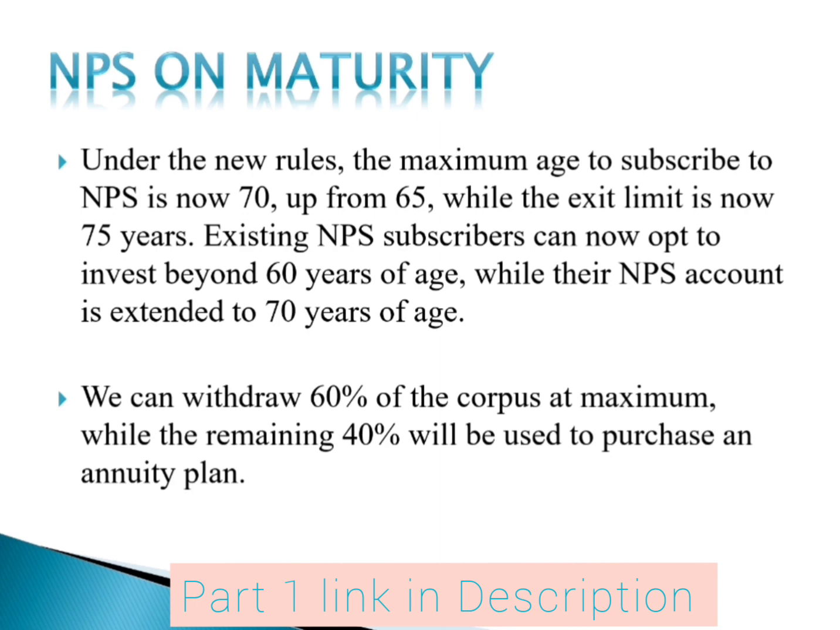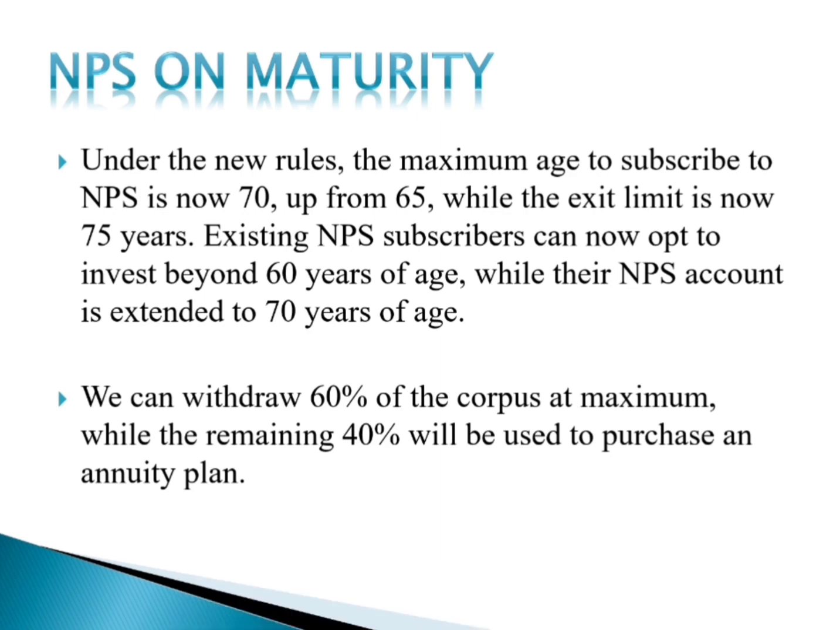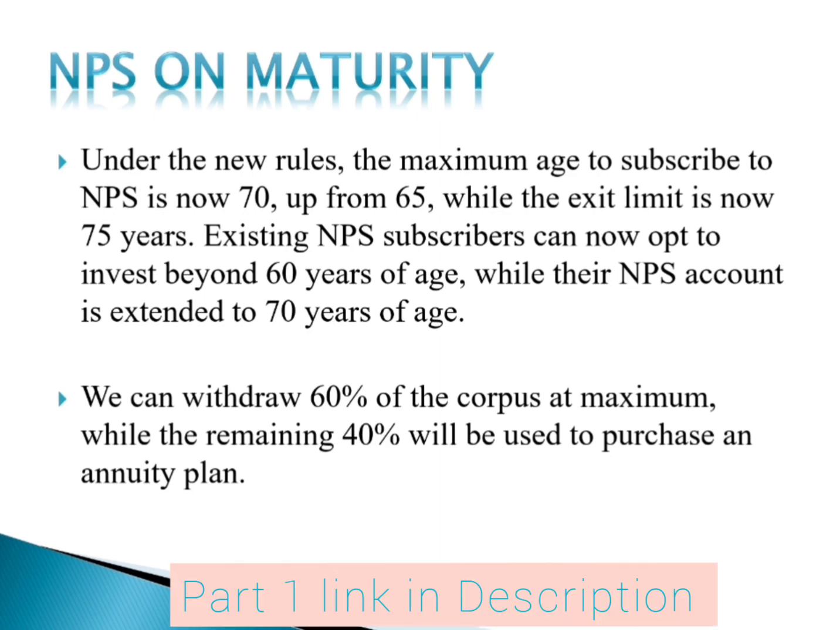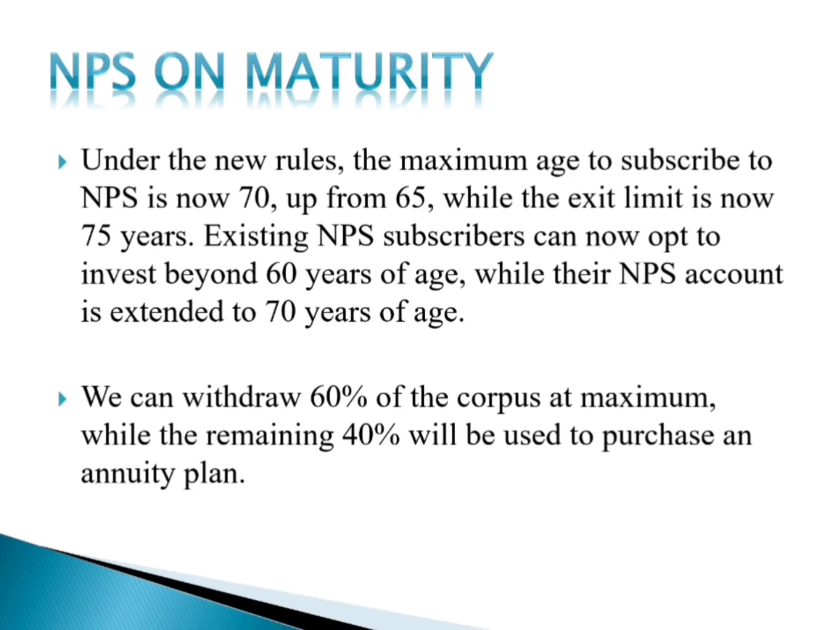Basically, the maturity would be after 60 years of your age, completion of 60 years. But if you wish, you can extend up until 70. You would also have the option to invest up to 75 years and take the maturity up to 75 years and get the benefit after 75 years.